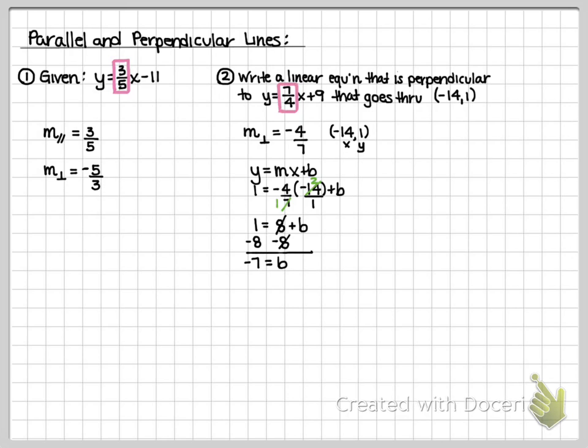So I want to use the perpendicular slope that I found just a minute ago, which, based off of the equation, was the opposite reciprocal, so -4/7 x, and then the b I just found is -7.